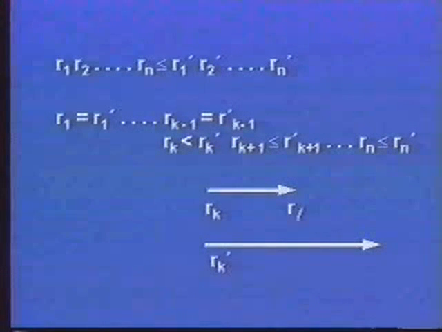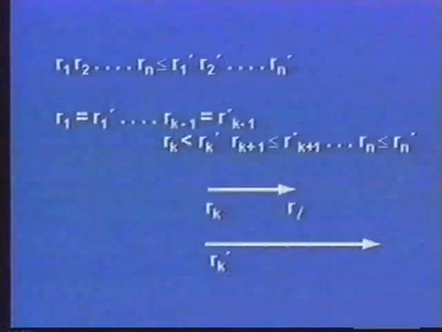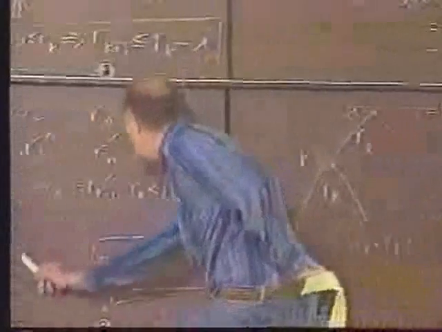I never use the fact that RK prime is a larger value here. RK prime is another tree that actually works, and it's bigger. RK prime is bigger than RK. So the arrow coming out of the second one shoots out to the right. So that means there's an enclosing box out here.